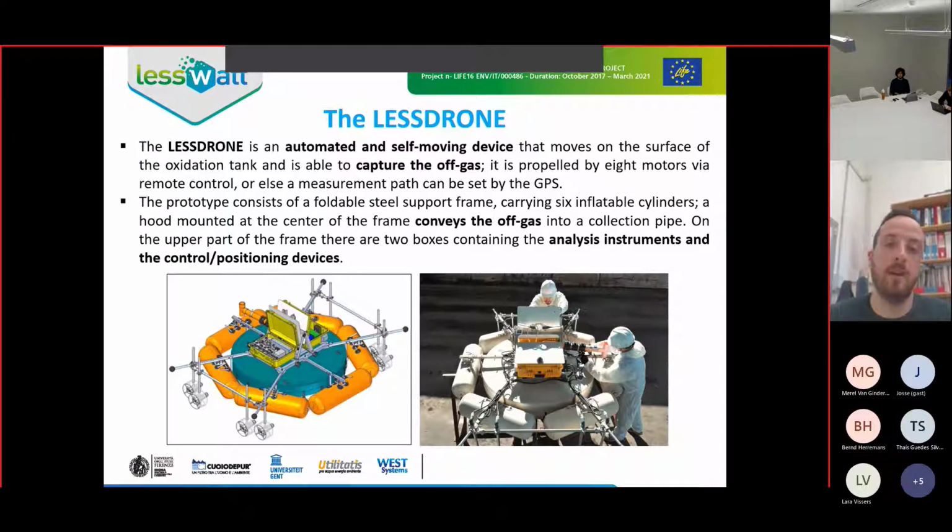The instrument consists of a foldable steel support frame that is carried by 6 inflatable cylinders. There is a hood that is mounted at the center of the frame and conveys the off-gas into a collection pipe. On the upper part of the frame, there are 2 boxes containing the analysis instruments and the devices for the control and the positioning of the LESSDRONE.